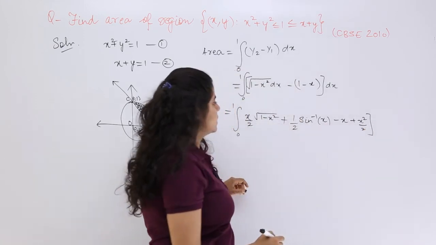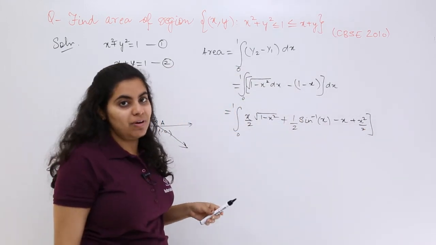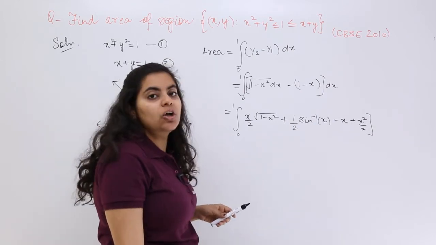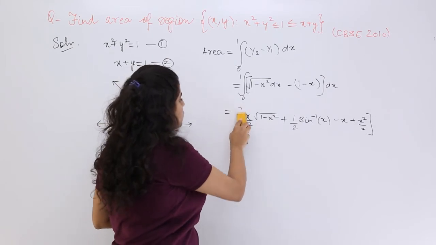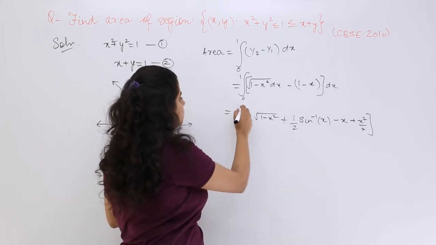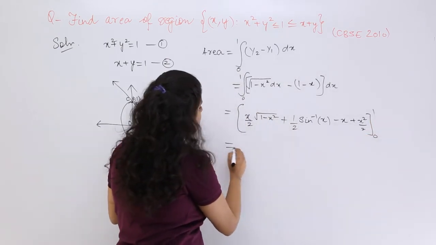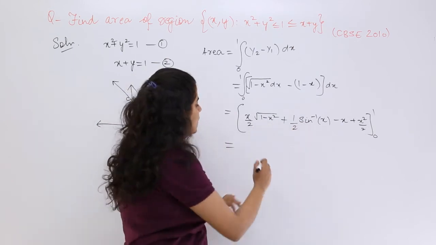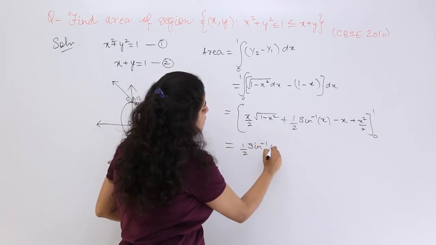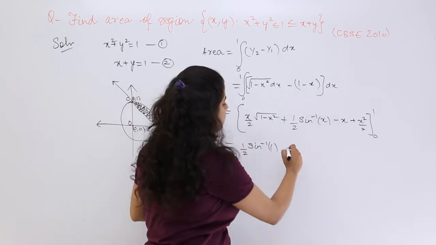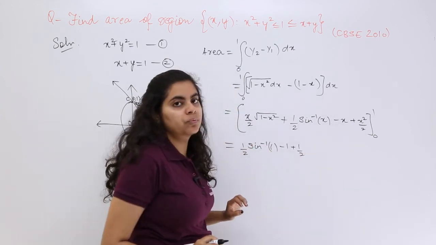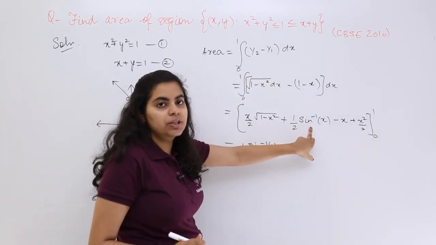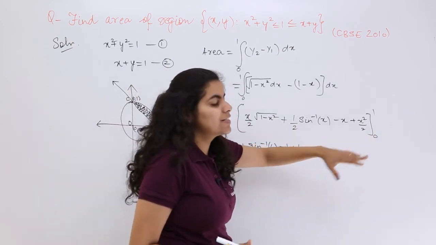You have to now put the limits. You have already integrated, so let's remove the integration symbol, and I simply have to put the limits from 0 to 1. So I put 1 as the upper limit, and here the root term becomes 0. Here yes, I have 1 by 2 sine inverse 1, then minus 1 plus 1 by 2. Now next, you have to put 0. So putting 0 here vanishes, here vanishes, here vanishes, here vanishes.